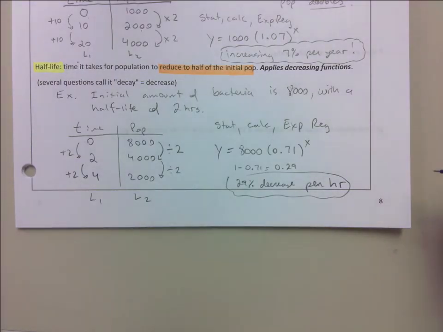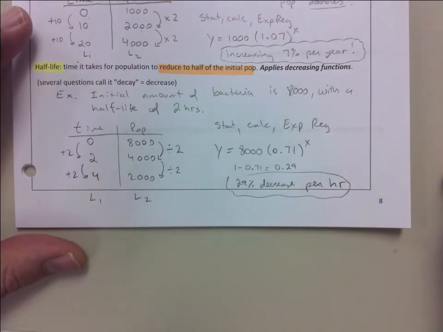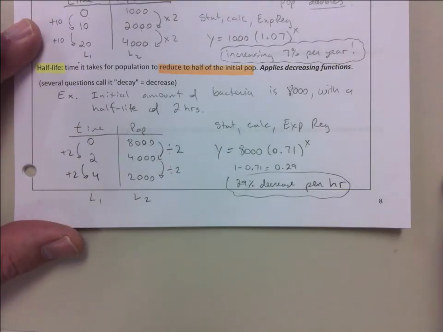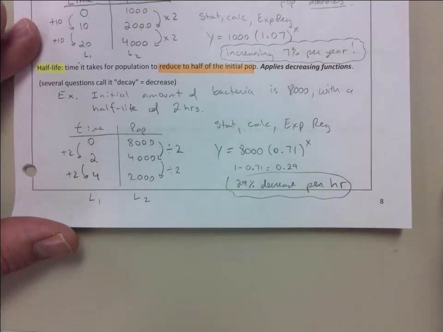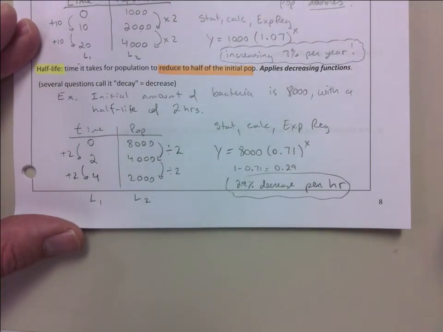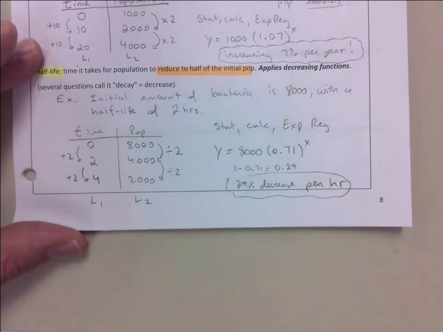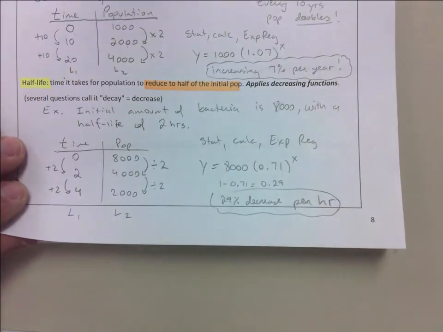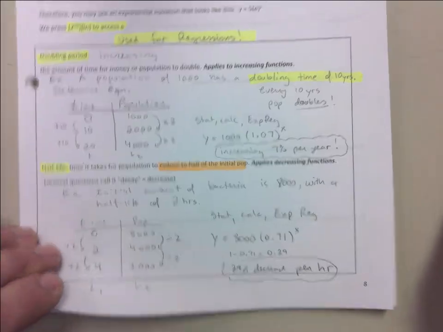29% decrease per hour. That's the equivalent of what's happening here. All right. Let's continue. So this is the classic regression situation, doubling period or half-life.